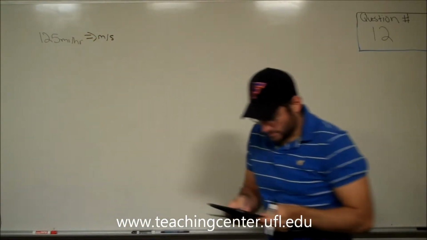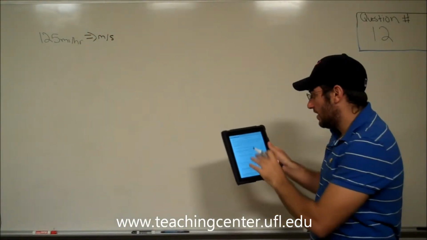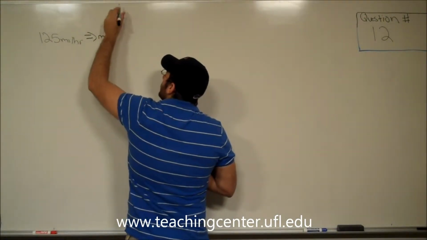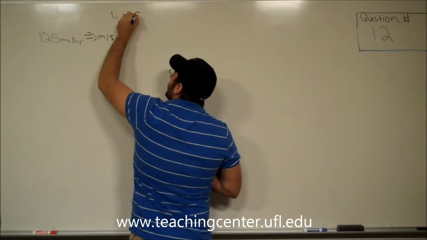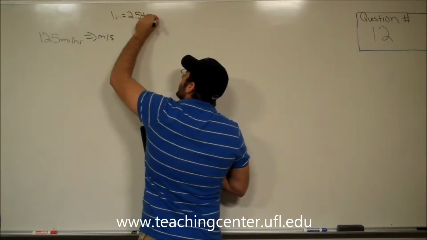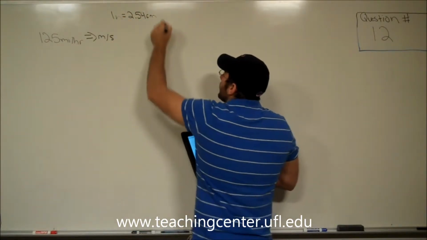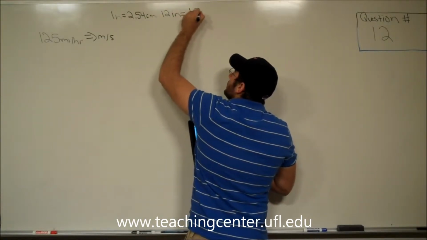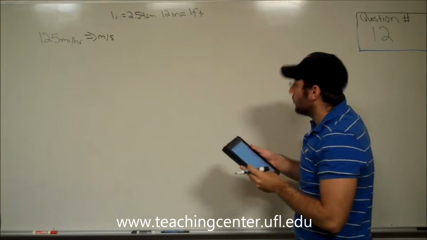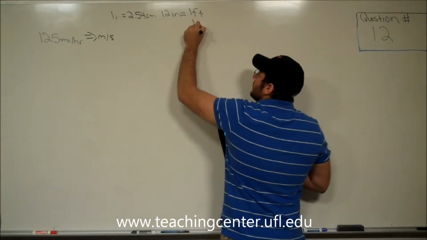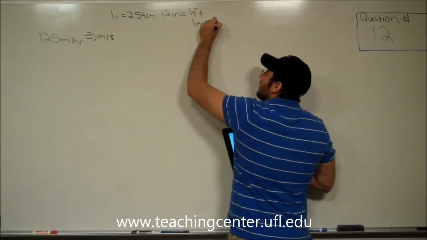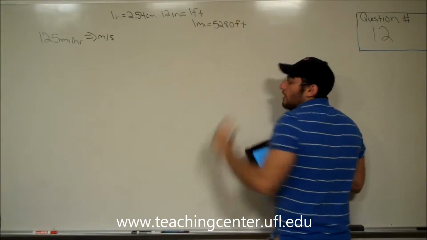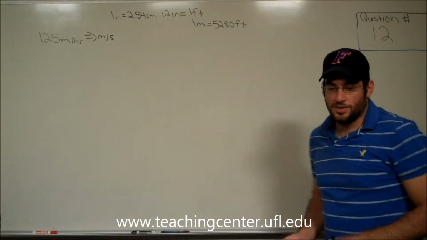Your professor gives you some handy tips at the very top of your page, and he says 1 inch equals 2.54 centimeters, 12 inches equals 1 foot, and 1 mile equals 5,280 feet. So basically, we're going to be doing a lot of multiplying to cross out different units.